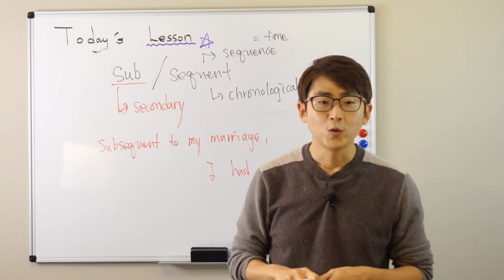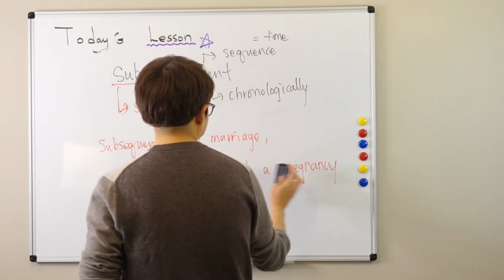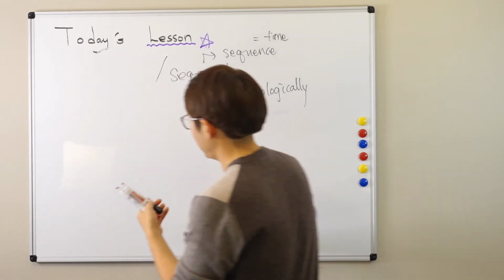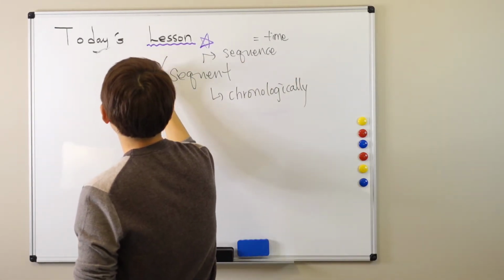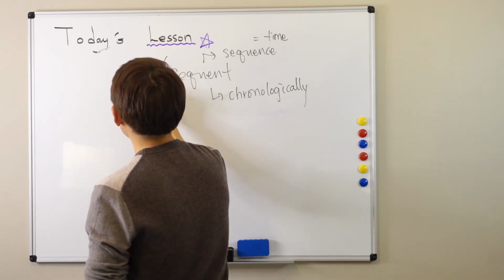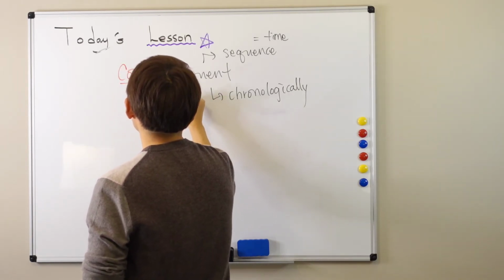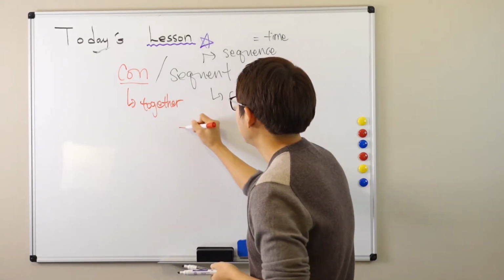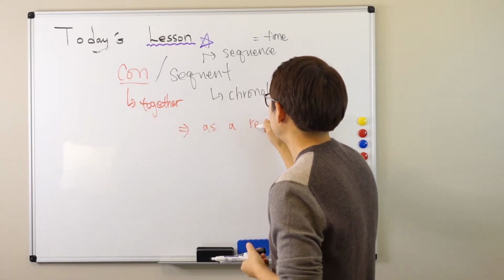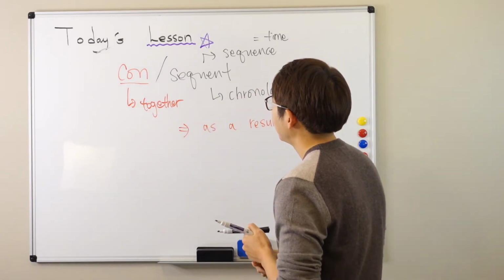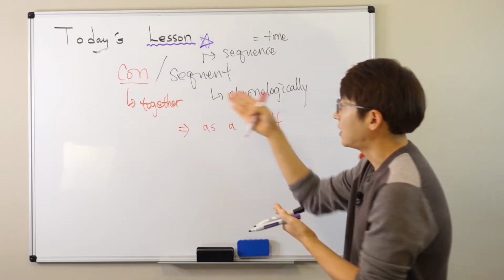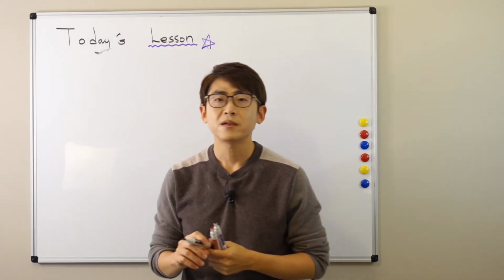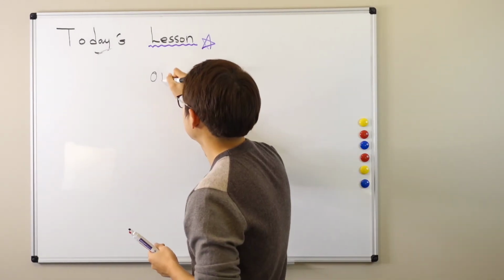Okay, and we can put consequent, so basically con means together, so everything is happening at the same time, consequently, to give a meaning of as a result. So everything is happening at the same time, and as a result of that, consequently, we decided to have something.